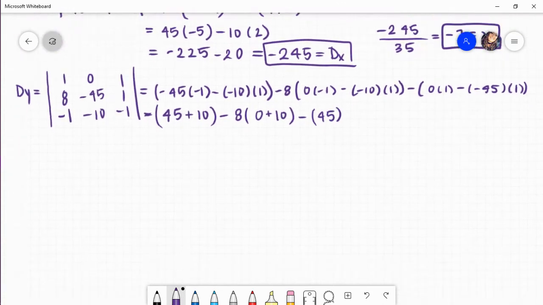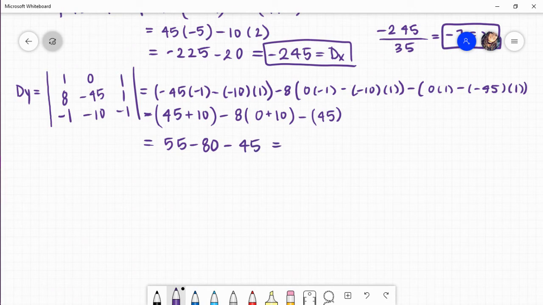And so what we have here, that would be 55. That doesn't seem right. Yeah, that's right, 55. Oh, that's why, this looked like something weird. It's an equal sign. My bad. That would be 55. And then 0 plus 10 is just 10. It's positive 10. 10 times 8 is 80. Signs are different, so it's negative. And then we have a negative 45.